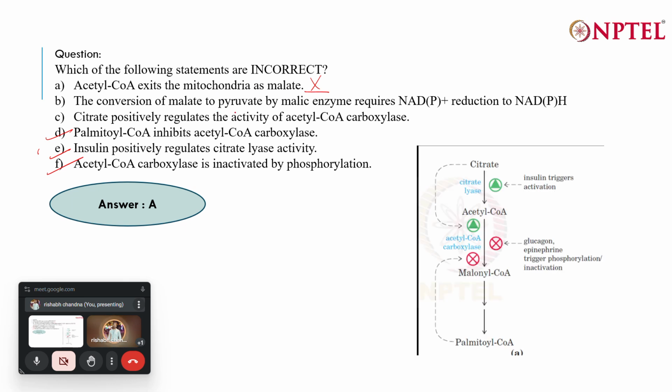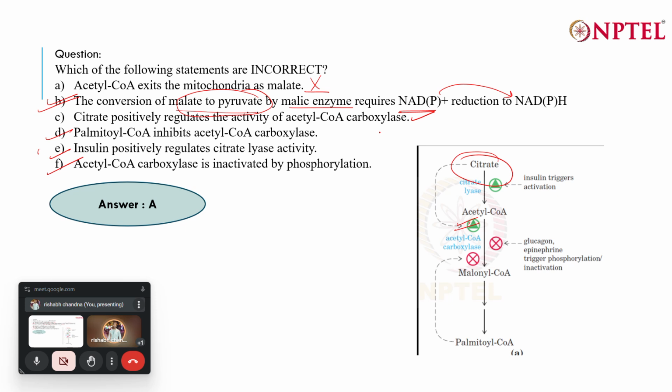Okay, the conversion of malate to pyruvate by malic enzyme requires NADP plus reduction to NADPH. Yes, this is correct. So malic enzyme actually converts malate directly to pyruvate. Okay, so this requires NADP, that is reduced to NADPH. Okay, then citrate positively regulates the activity of acetyl coenzyme A carboxylase. Yes, this is correct. So citrate actually regulates the activity of acetyl coenzyme A carboxylase, and this too positively. Okay, so this is correct.